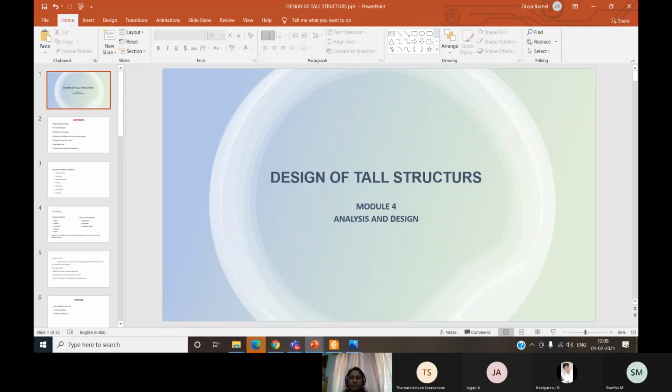We will see how the modeling is done for a tall structure when a complicated structure is given to you. What is the concept behind the software? Because you're going to use software, either STAAD.Pro or ETABS or SAP or any software you'll be using to analyze and design the tall structures.